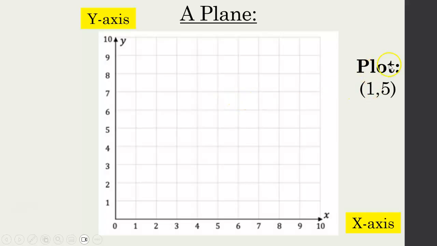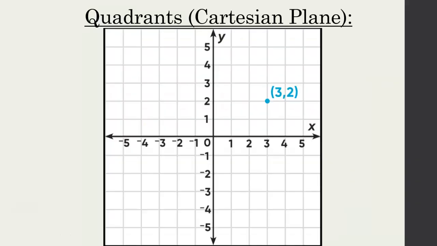What if it said plot 1, 5? Plot means just place the point. So where's 1, 5? First off, we'd look at the 1. Remember, the 1 is your x coordinate, so it's how far along right or left I've gone. So I've gone to 1. So I'm here. Then I'm at 5. 5 is your y coordinate, so it's how high up you've gone. So it's at 1, 5, which would be here. So that's where the point 1, 5 would be.